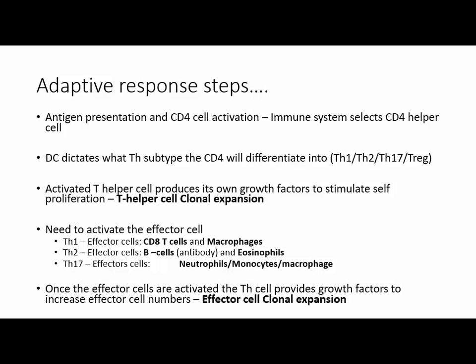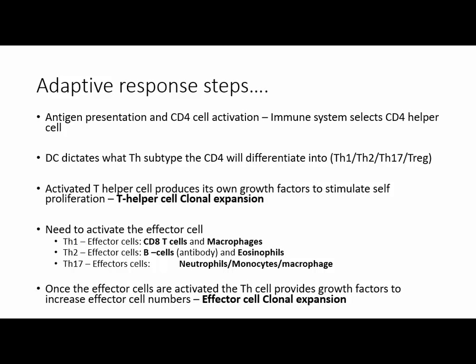So dendritic cell collects antigen from the infected tissue, brings it to the lymph node, presents the antigen to the CD4 cell, and at the same time releases cytokines, which are essentially like a set of instructions to the CD4 cell to say, you need to become a Th1 cell, or you need to become a Th2 cell, 17 or Treg cell. Okay? So at that point, we've decided what type of T cell response we're going to have.